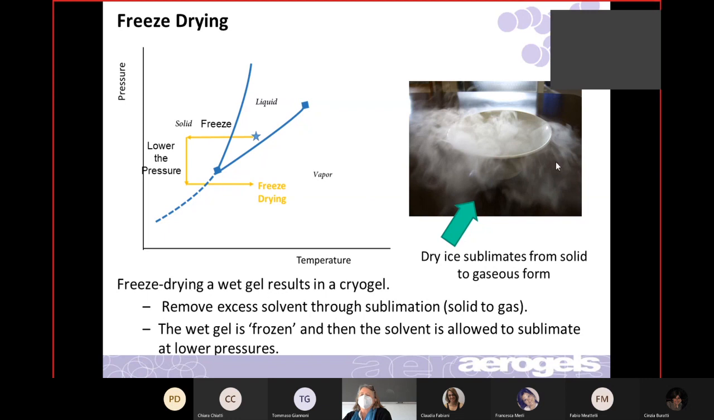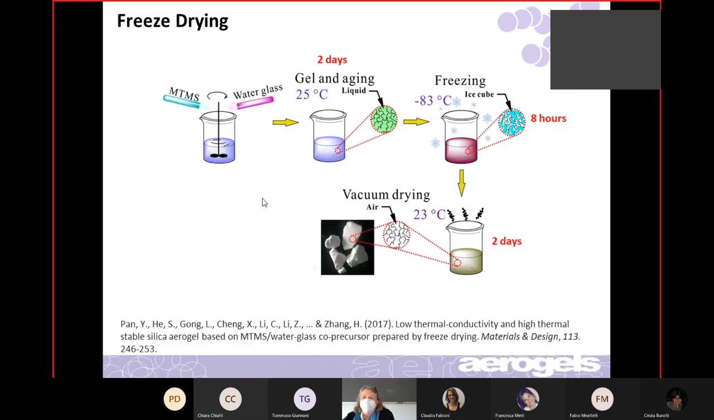So again, you freeze the gel, you lower the pressure, and then you allow sublimation to happen. Here's an example from another reference in the literature of somebody doing this. This is a silica aerogel.